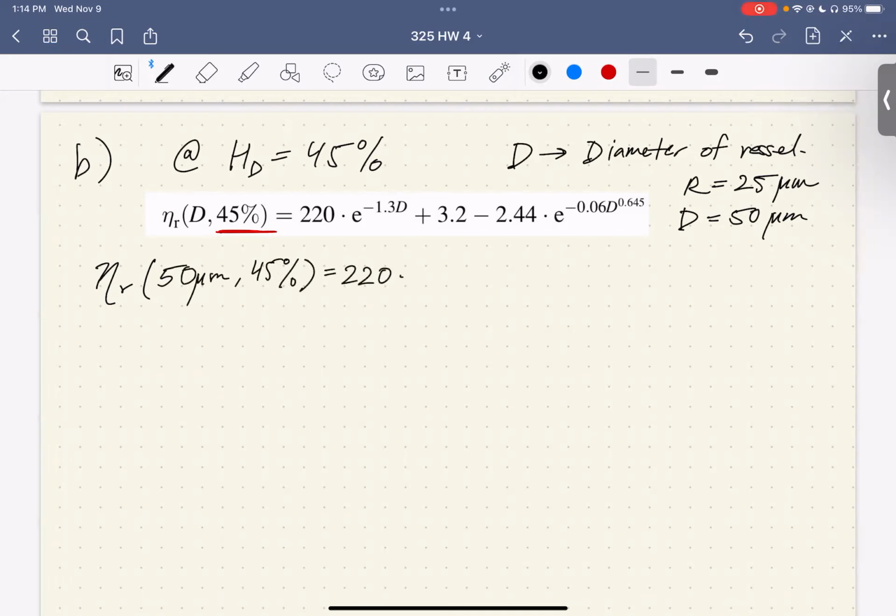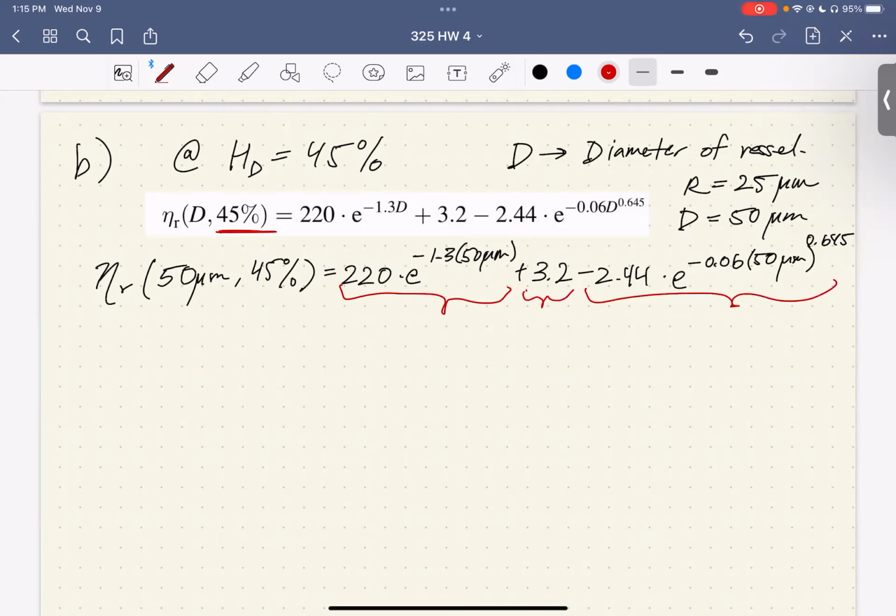So we have 220 times e raised to the negative 1.3 times 50 micrometers plus 3.2, and that's on its own, minus 2.44 times e to the negative 0.06, and again 50 micrometers raised to the 0.645 power. Okay, so it's really important that we're very careful with our math on this. I suggest do this term first, then this, and then combine them all together to get your final answer for that viscosity.